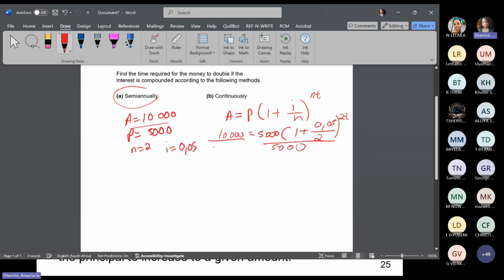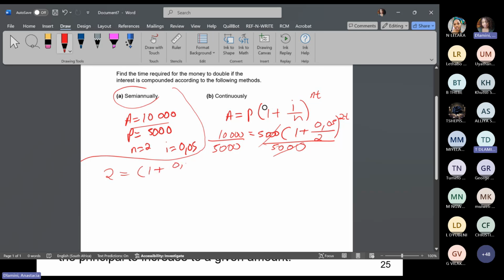Divide by 5,000. They do not cancel. They form a 1. This divided by this is 1. I know our teachers used to say, hey, cancel. No, they form a 1. So 10,000 divided by 5,000, guys. Don't tell me you don't know. You know money. 10,000 divided by 5,000 is 2. So 2 equals 1 plus 0.05 over 2.